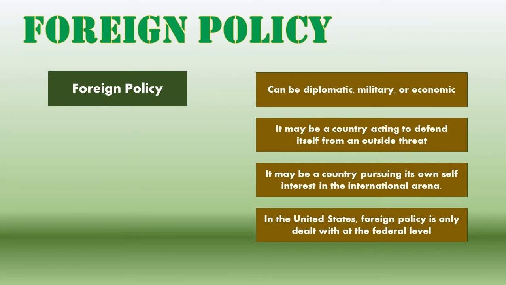All right, foreign policy can be a lot of things. It can be diplomatic, which means countries working together, negotiating. It can be military, obviously, countries fighting each other, or it can be economic. We can be talking about trade. So it may be something like the United States defending itself from a threat. It may be something like the United States pushing its own interest out there in the international arena, making sure that the United States interests are protected. And in the United States, because of the Constitution, foreign policy is only handled by the national government. This is not the kind of thing that we want 50 states dealing with on their own.